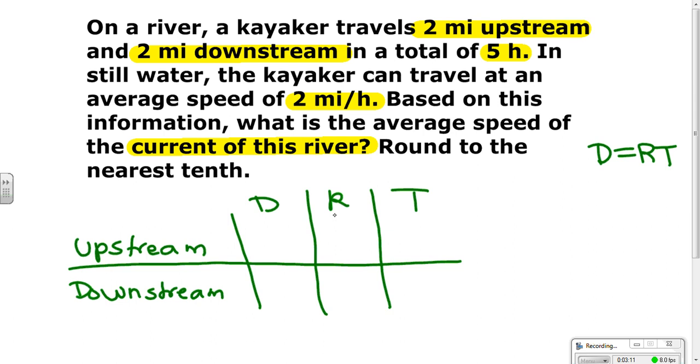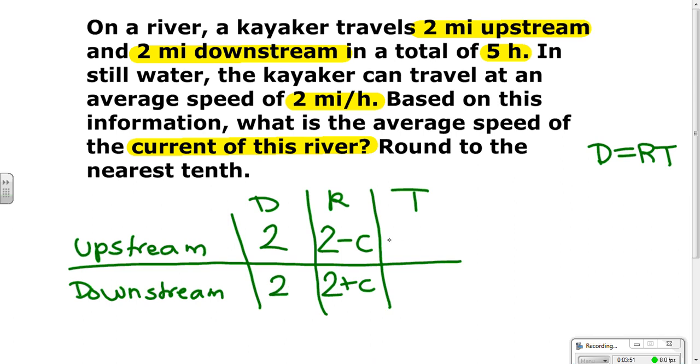I know that when they go upstream, they're going to be going 2 miles per hour. However, I'm not sure what you know about kayaking, but when you're going down a river, the current actually goes downstream. So when I'm going downstream, I'm going to be 2 miles per hour, but the current is going to push me along. However, when I'm going upstream, it's actually going to slow me down. So in other words, the rate is going to be 2 minus the current because it'll slow me down, but downstream it's going to be 2 plus the current. And we know that the distance upstream is going to be 2 miles and the distance downstream is going to be 2 miles.